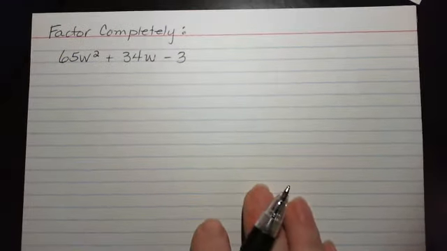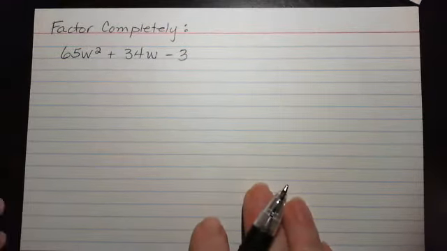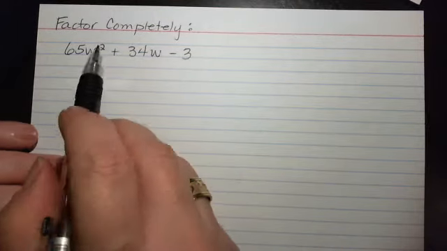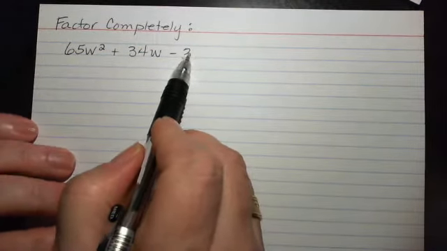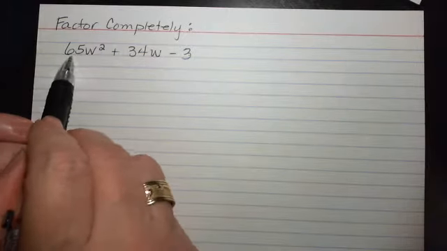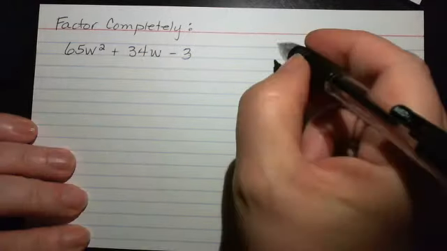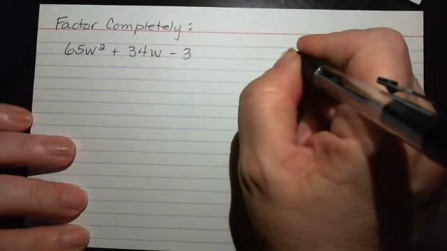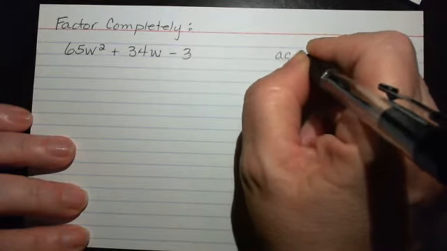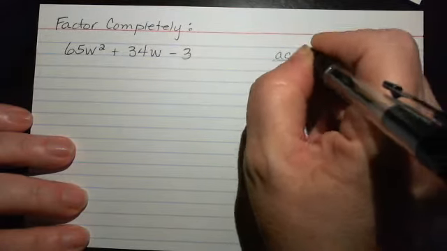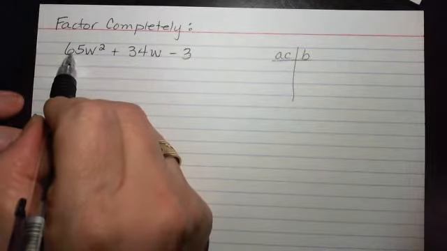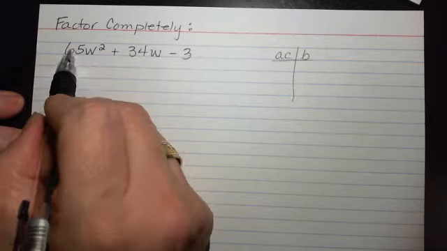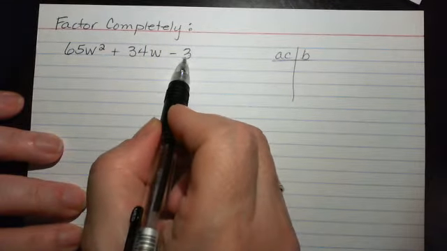Let's continue with factor completely. Count the terms, 3 terms. So the AC method of factoring may be useful here since A is not 1. So to make our AC table, we're looking for A times C, 65 times 3.